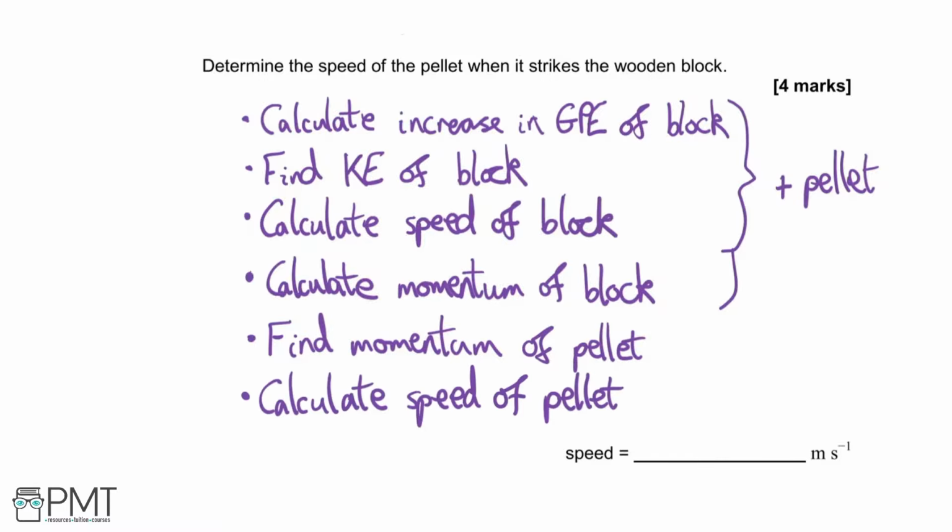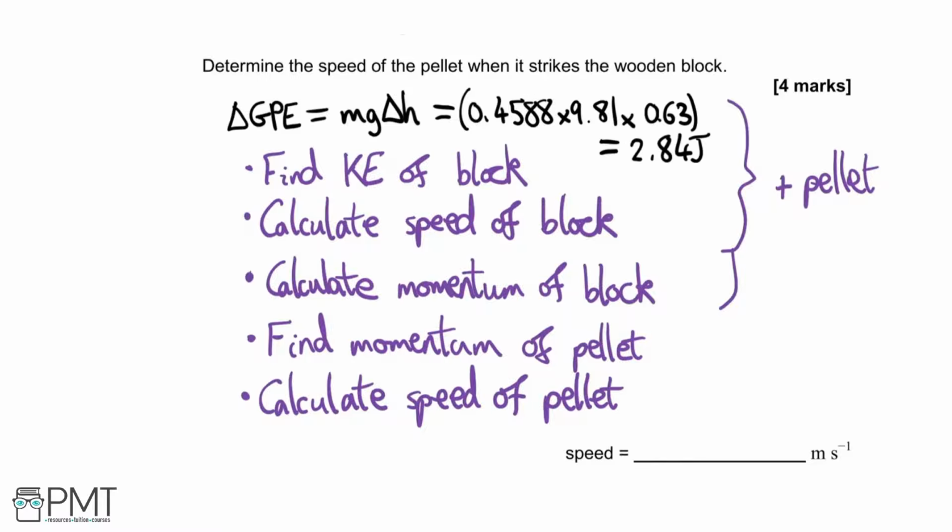There's quite a few steps there. You'll notice it's only a 4-mark question, but what we'll do at the end is we'll break down exactly where those marks are obtained, because there'll be some points, for example, where it says find KE of block. That's not really worthy of 1 mark because it is just the same as what you calculated in the previous step. So first of all then, calculate the increase in GPE of the block.